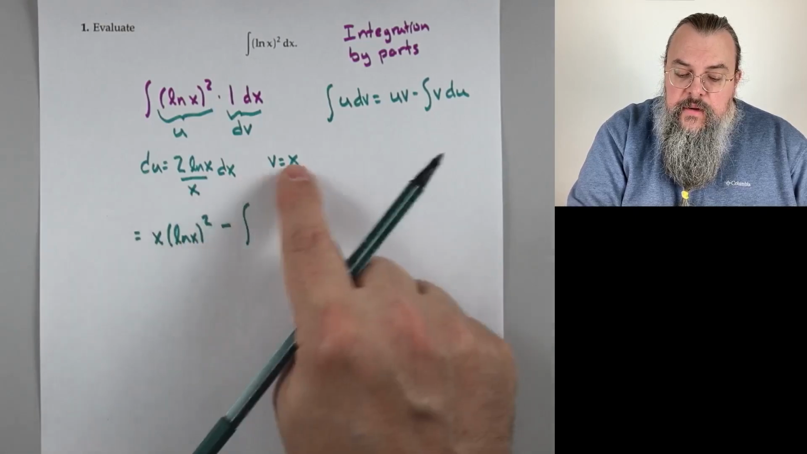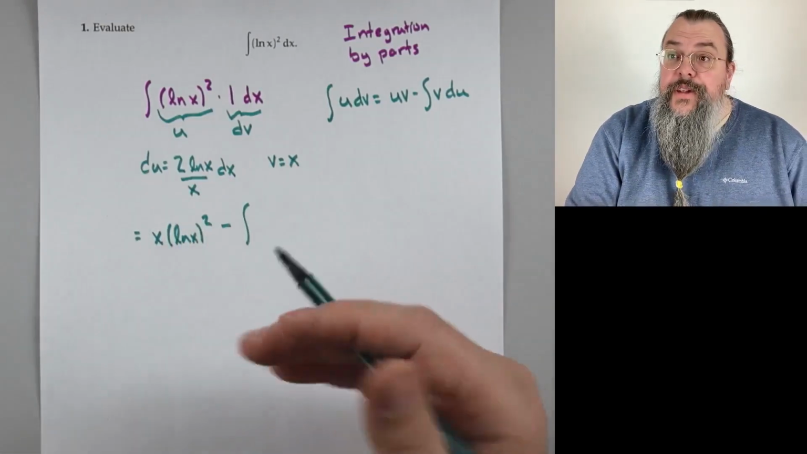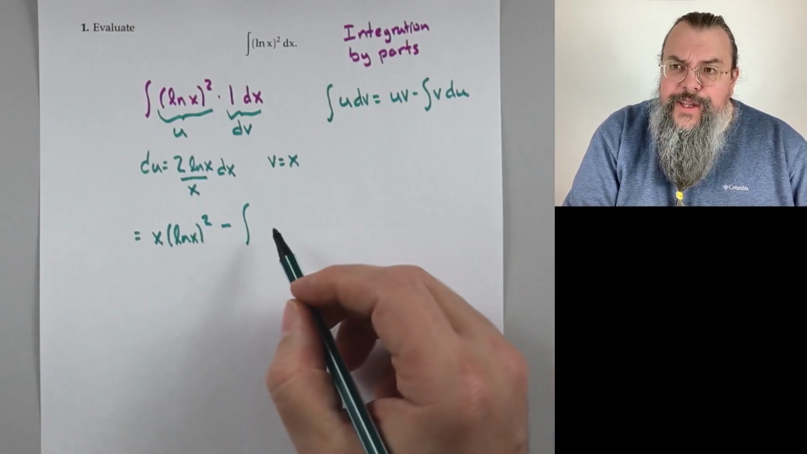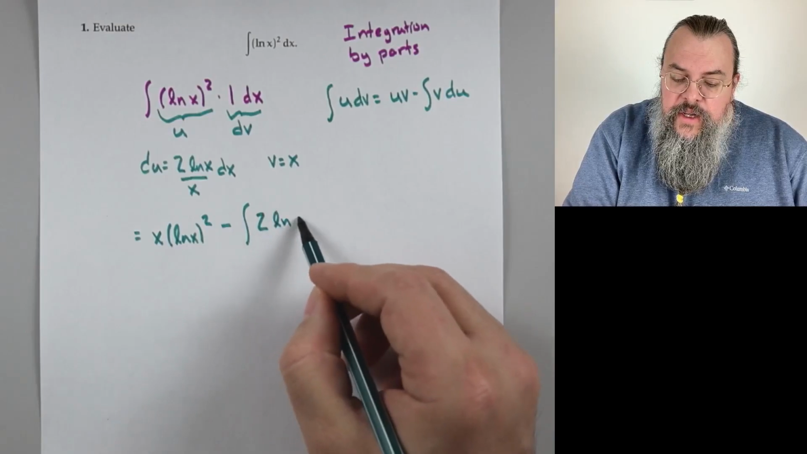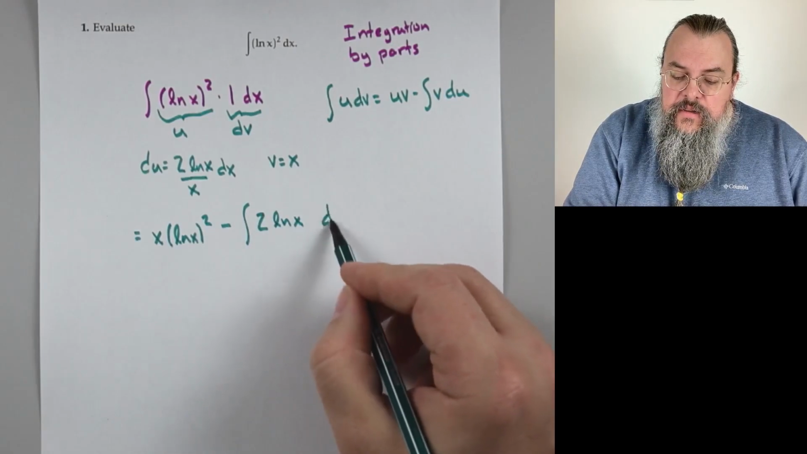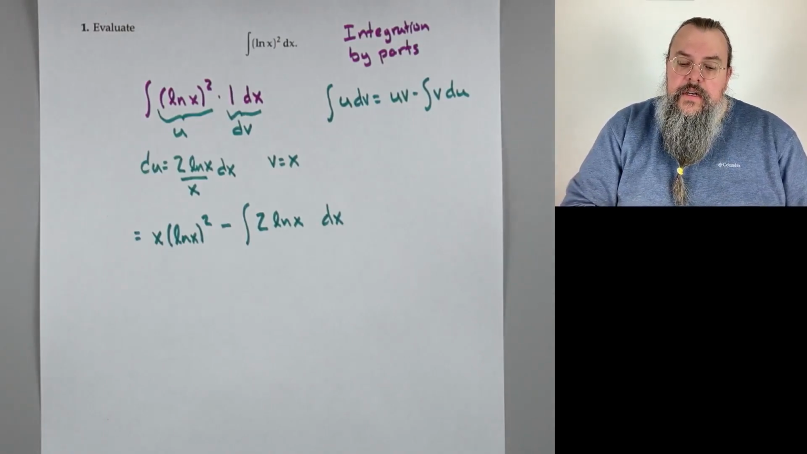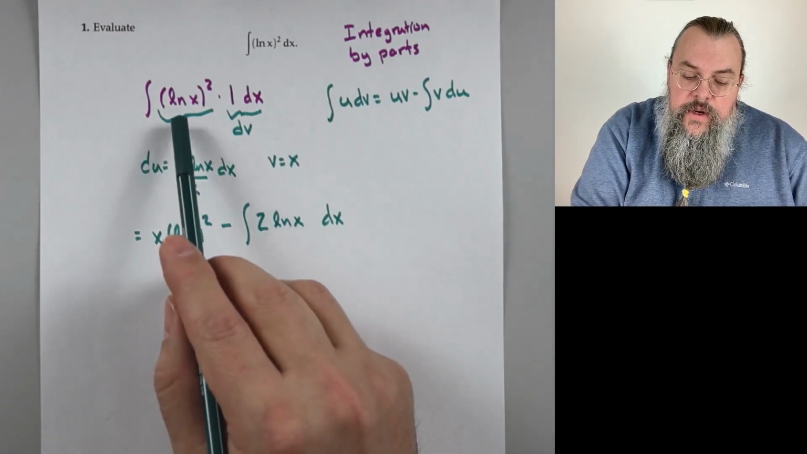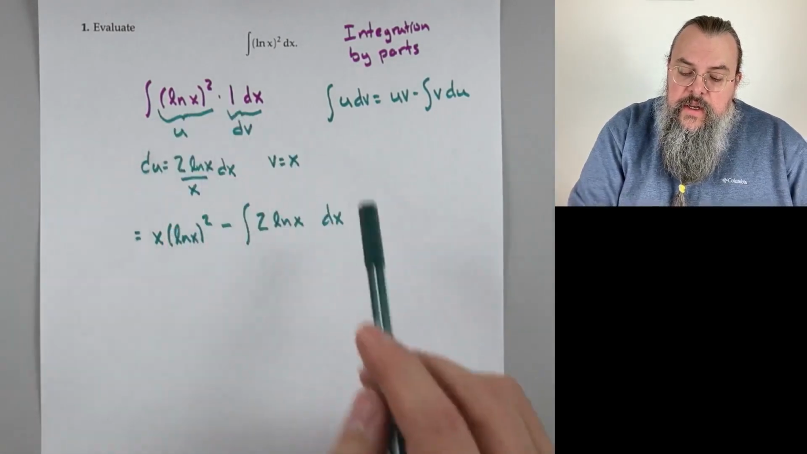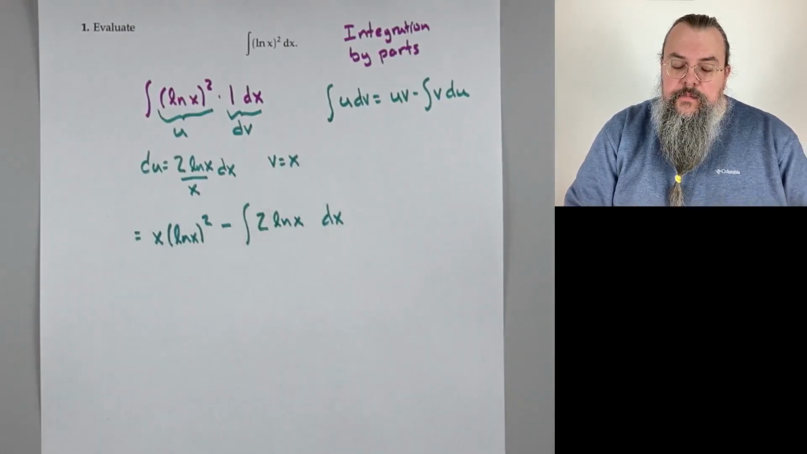Now notice the x's cancel. Beautiful. It's like they wanted it to. I think they did. So we have 2 natural log of x dx. I say, all right, great. So now we've improved our situation, right? Previously, we wanted to integrate natural log of x squared. Now we're integrating natural log of x. So remember, these x's canceled out.